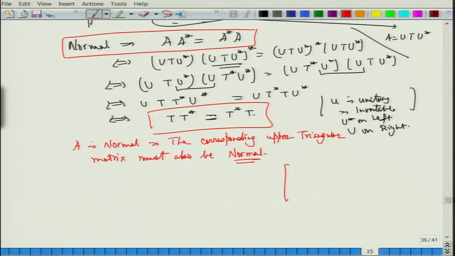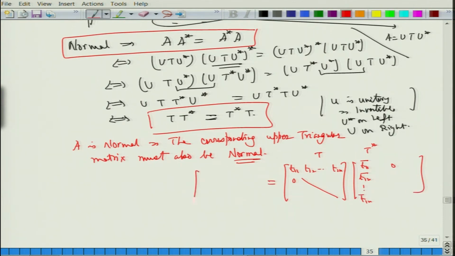So I have T here, which is upper triangular: T11, T12, T1n. Now I want to look at T star. T star is T11 bar, T12 bar, with a 0 here, and T1n bar. This is what T star will be.